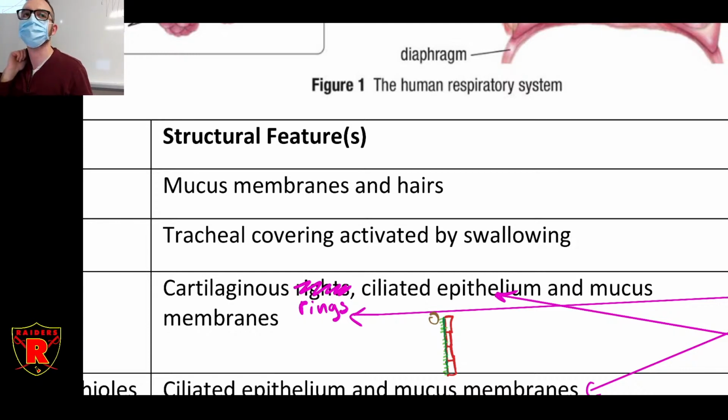Your esophagus doesn't have that. So when you're not swallowing food, your esophagus actually just collapses. It doesn't stay open. But your trachea has these rings, and the rings always hold it open to ensure that you can get gas down there.